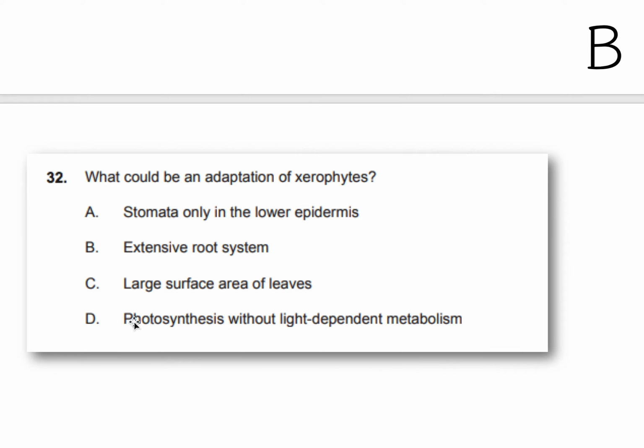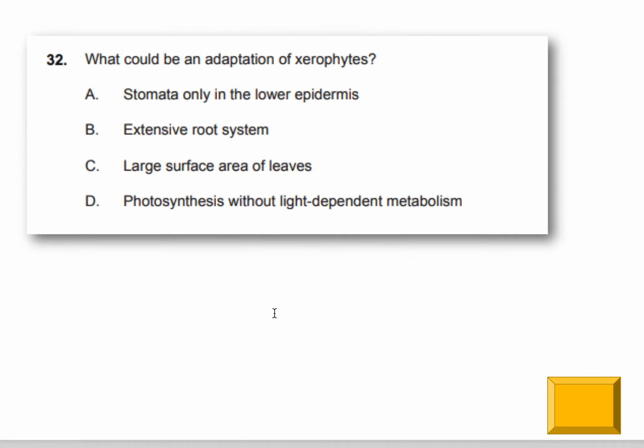How about D? Photosynthesis without light-dependent metabolism. Again, this is just a random statement trying to throw you off, where you should just know the real mechanisms that actually contribute, which we know is B, okay?